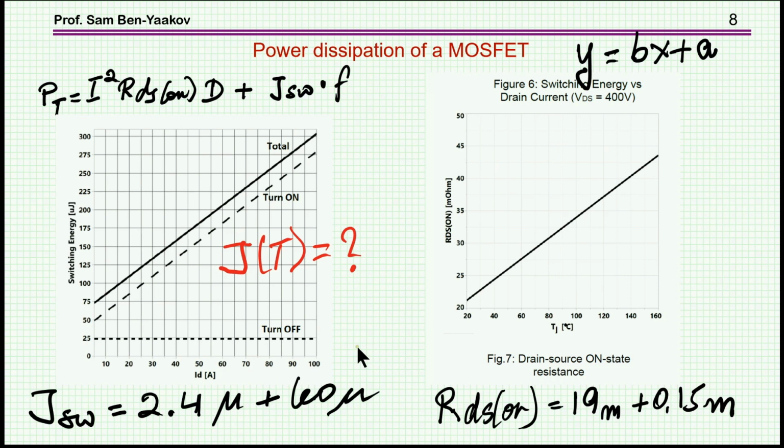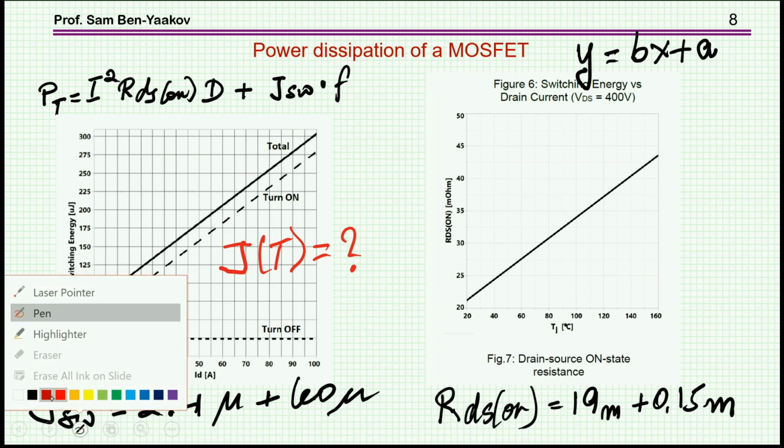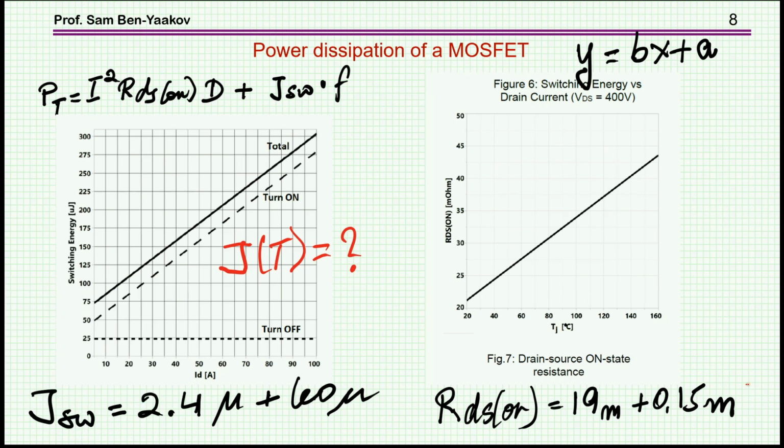So now we have a curve for the RDS(on) as a function of temperature, and I have approximated it by a linear relationship of this nature, a linear curve. I see that I'm actually missing something here, so let me add it. It should, of course, be multiplied by temperature. So we have an offset plus the slope times temperature. This is this curve here.